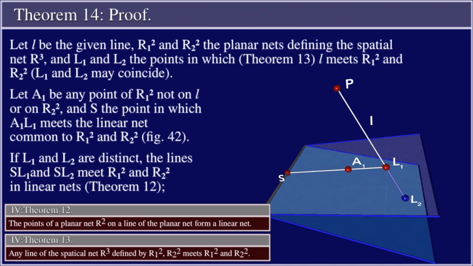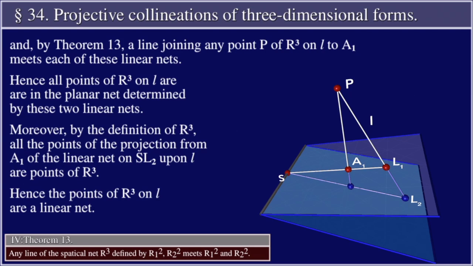Figure 42. If L1 and L2 are distinct, the lines SL1 and SL2 meet R1 squared and R2 squared in linear nets by Theorem 12. And by Theorem 13, a line joining any point P of R cubed on L to A1 meets each of these linear nets. Hence, all points of R cubed on L are in the planar net determined by these two linear nets. Moreover, by the definition of R cubed, all the points of the projection from A1 of the linear net on SL2 upon L are points of R cubed. Hence, the points of R cubed on L are a linear net.